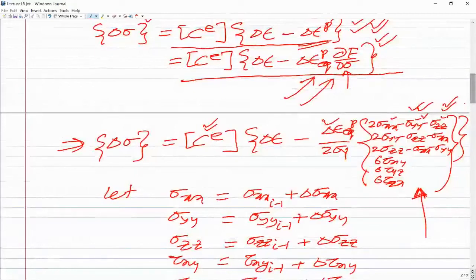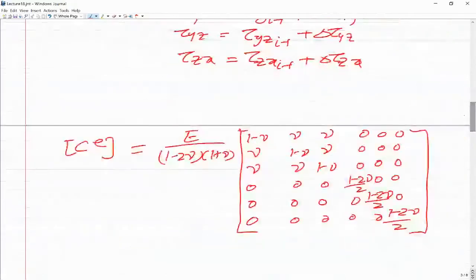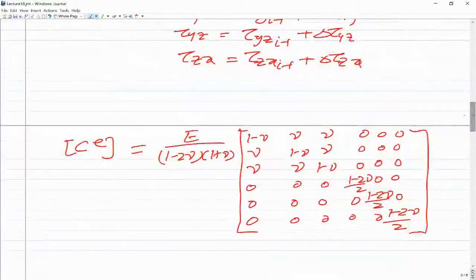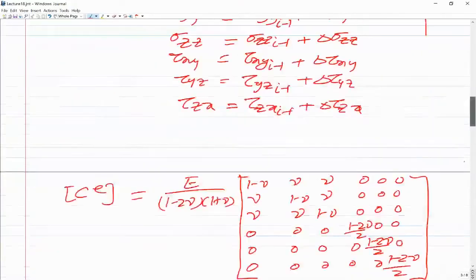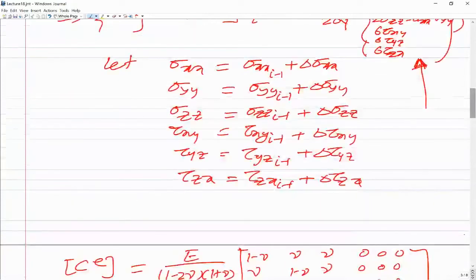So I just want to demonstrate this. The same thing you can do for kinematic hardening by including the alpha term. Only thing is the expressions would be more involved. So now we make use of these relations, what I have just written over here.